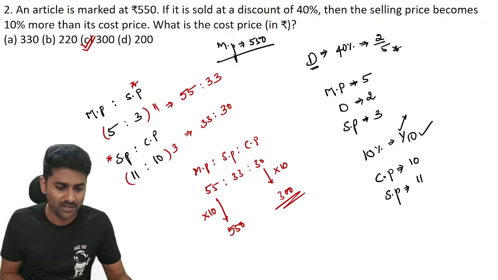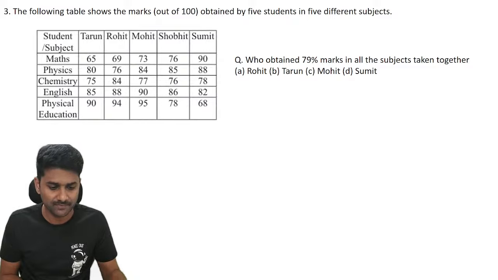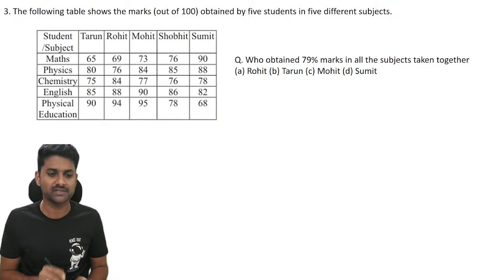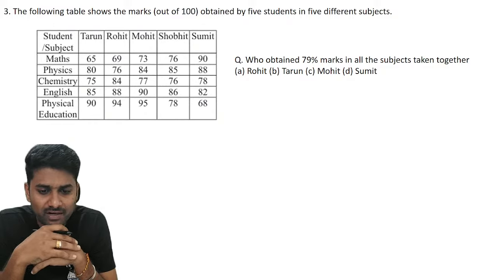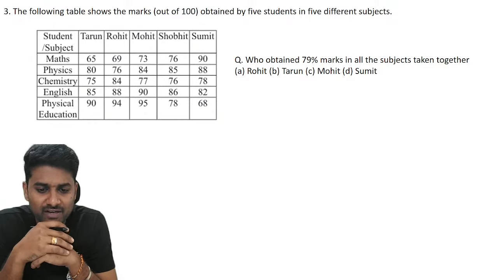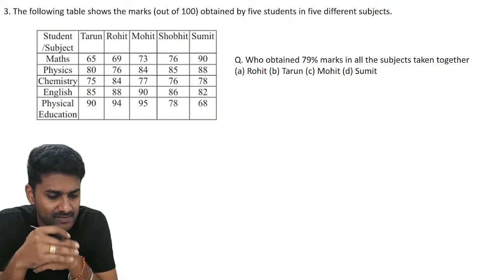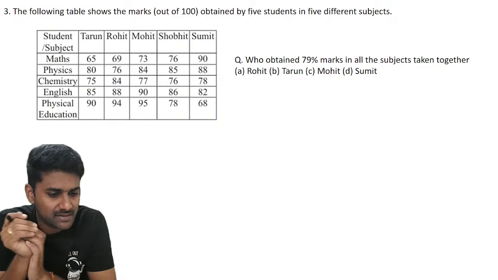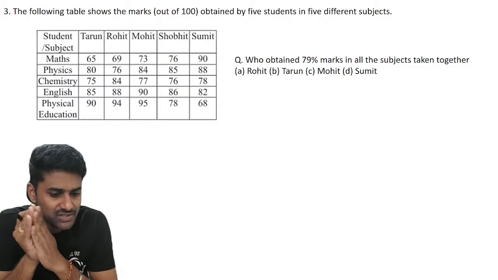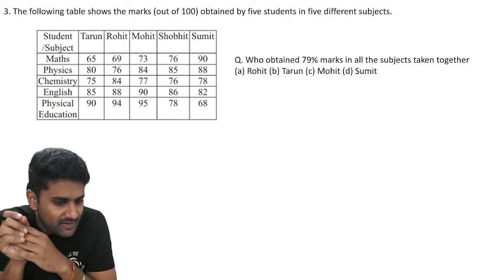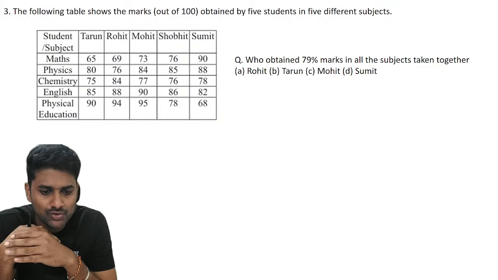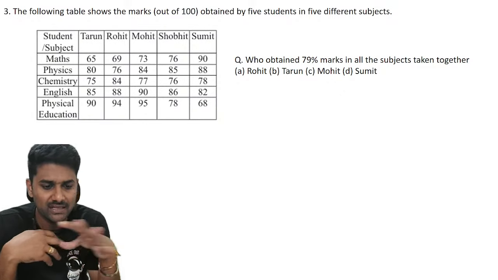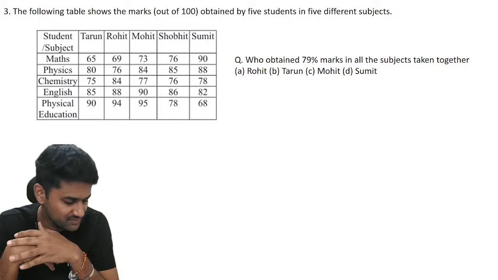Let's move on to question number 3. It's all about data interpretation. The following table shows the marks out of 100 obtained by 5 students in 5 different subjects. The respective subjects are maths, physics, chemistry, English, and physical education. The students are Tarun, Rohit, Mohit, Shobit, and Sumit, and they are given different marks in every subject.